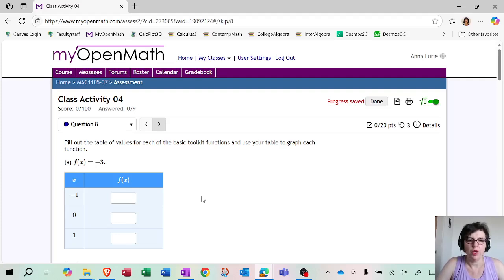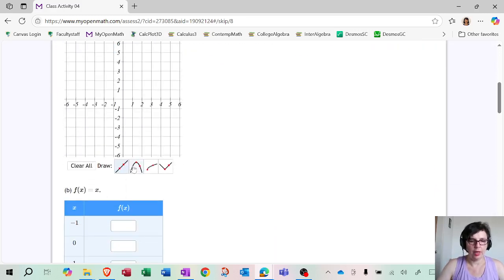In this question, we are going to be filling out a table of values and also graphing the basic toolkit functions that you need to know. Okay, so what are they? When you look at the different graphs that you can construct in MyOpenMath, the ones that you need to know: number one, a line.